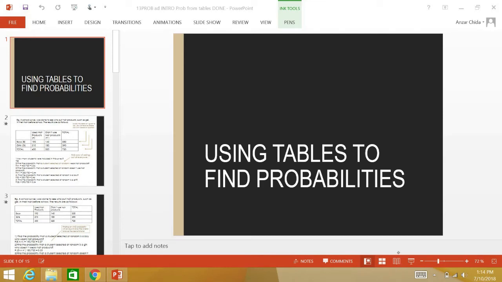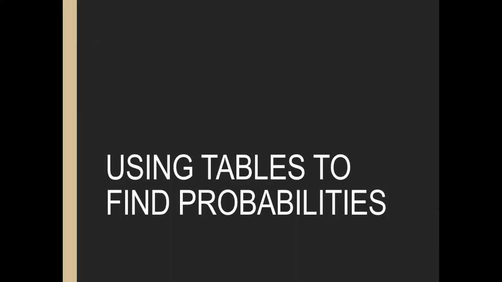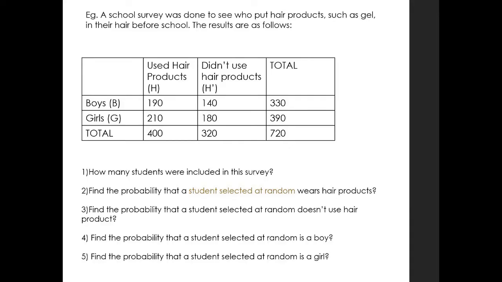So to do some revision of probabilities coming from two-way tables of counts. Let's look at this example. A school survey was done to see who puts hair products, such as gel and hairspray, all these kinds of things. Who uses hair products, right?